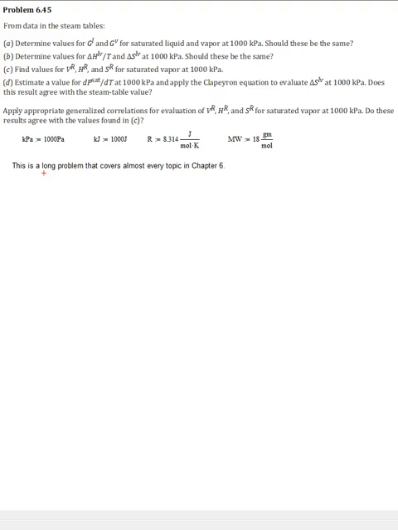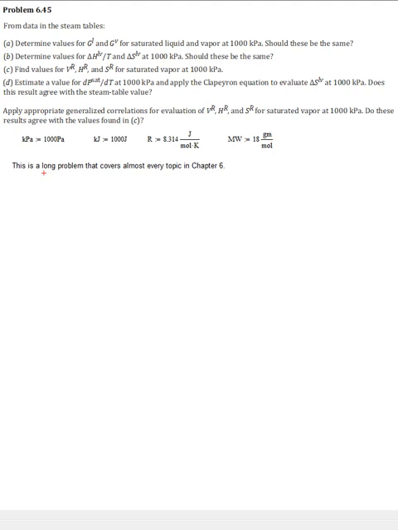Welcome to problem 645, Smith Van Ness, 8th edition. This is a pretty long problem. It involves a lot of calculations, but it covers just about all the material that we've covered in chapter 6. I want to go through this and make sure you understand how things are done and can do calculations like this for quizzes and exams.